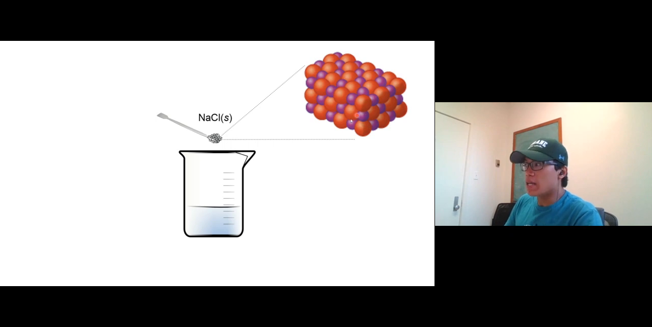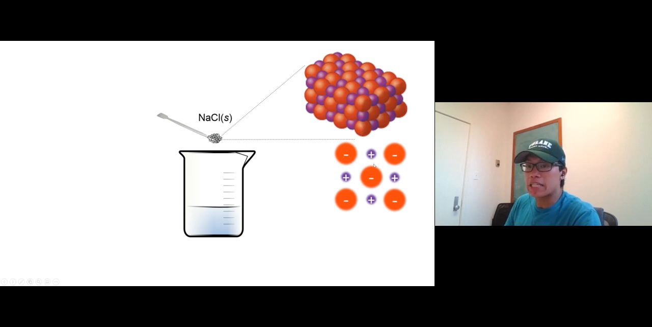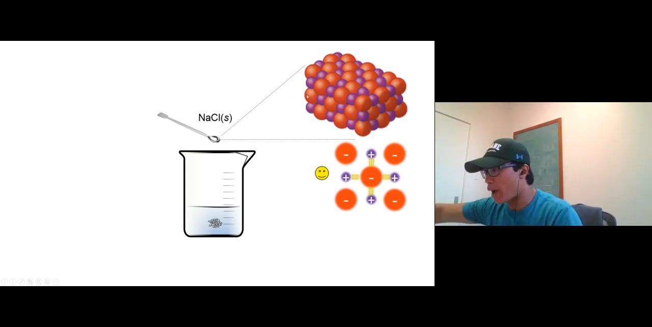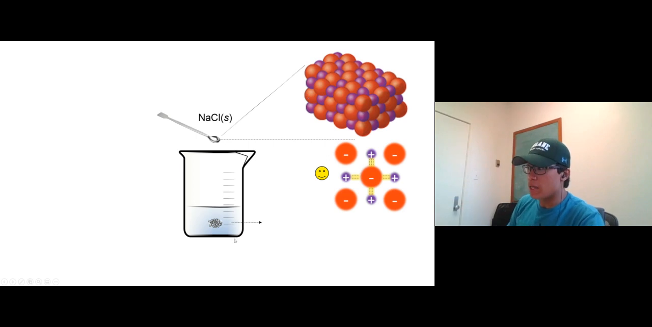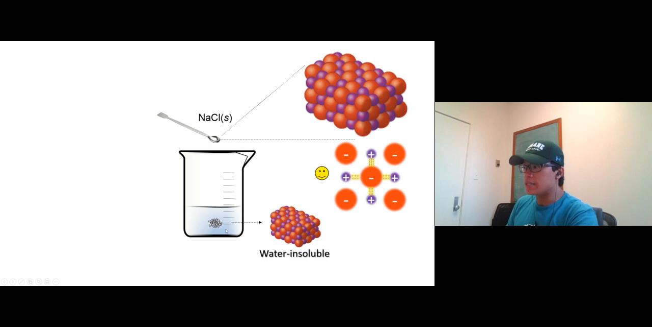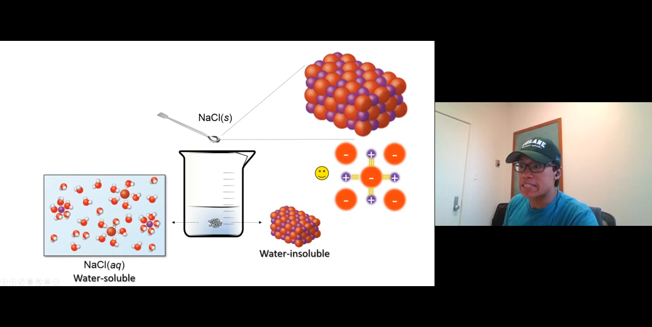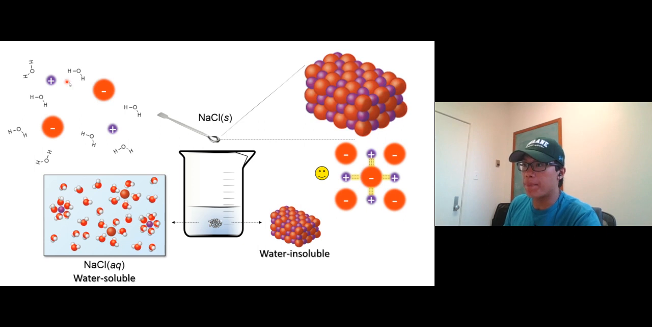This lattice is pretty stable because each ion is stabilized by the oppositely charged ions nearby. So it's pretty happy. Everyone's happy. Now, when we drop sodium chloride in water, it has two options. Either stay as a solid, water insoluble, or let water stabilize the ions. They break apart and the water comes around and stabilizes the ions.